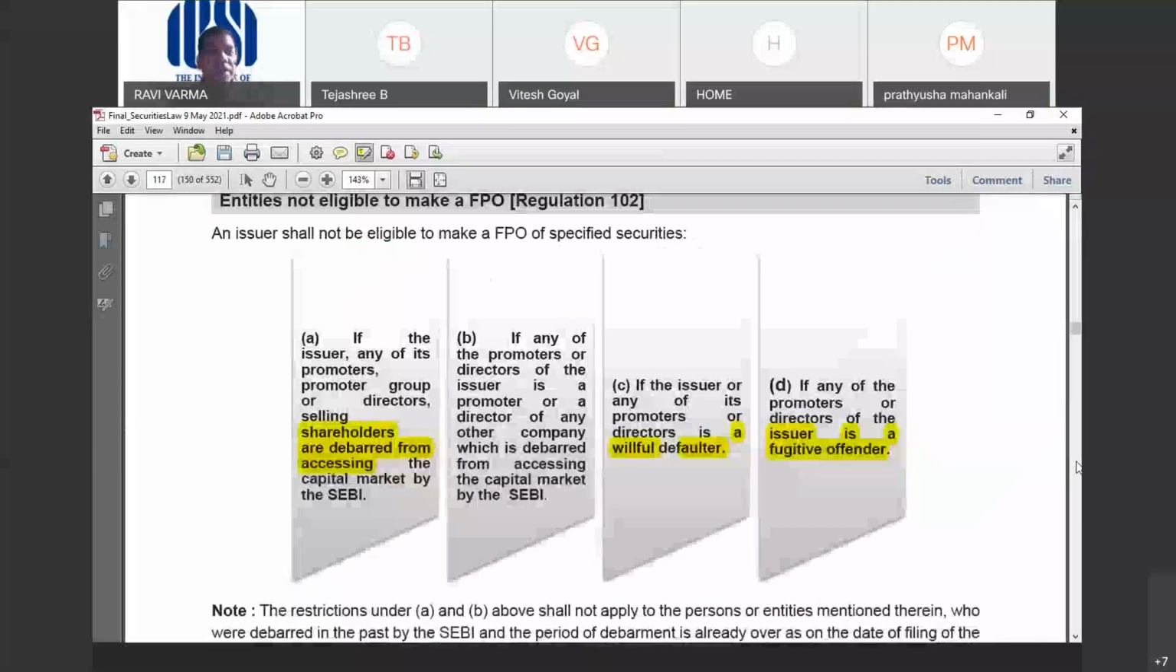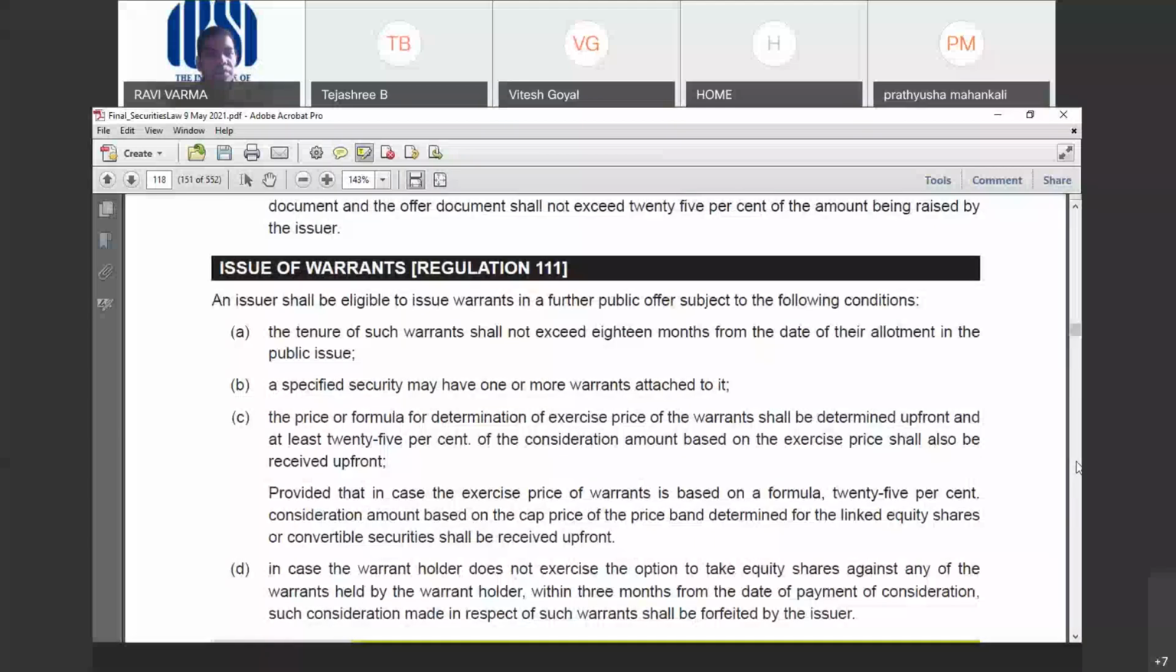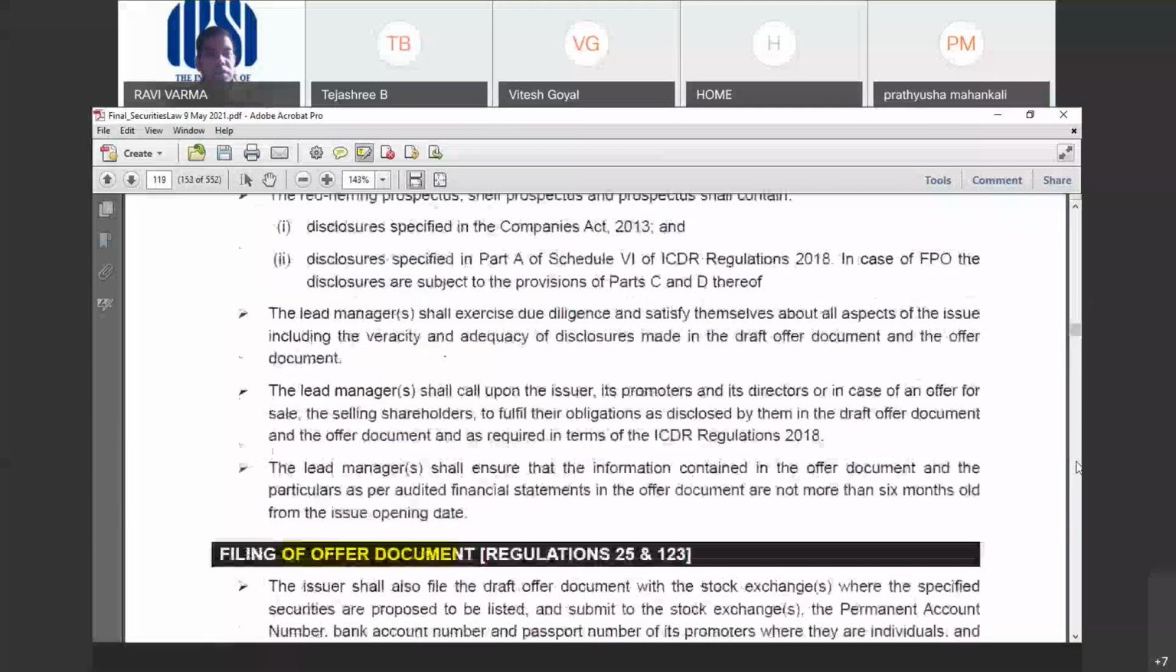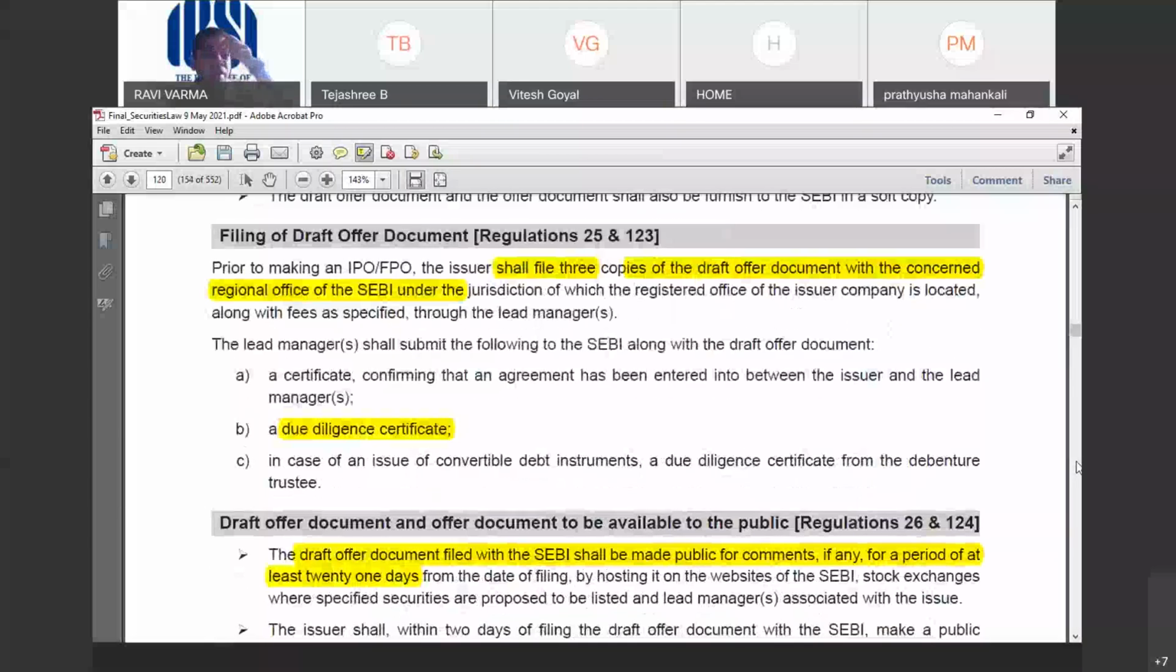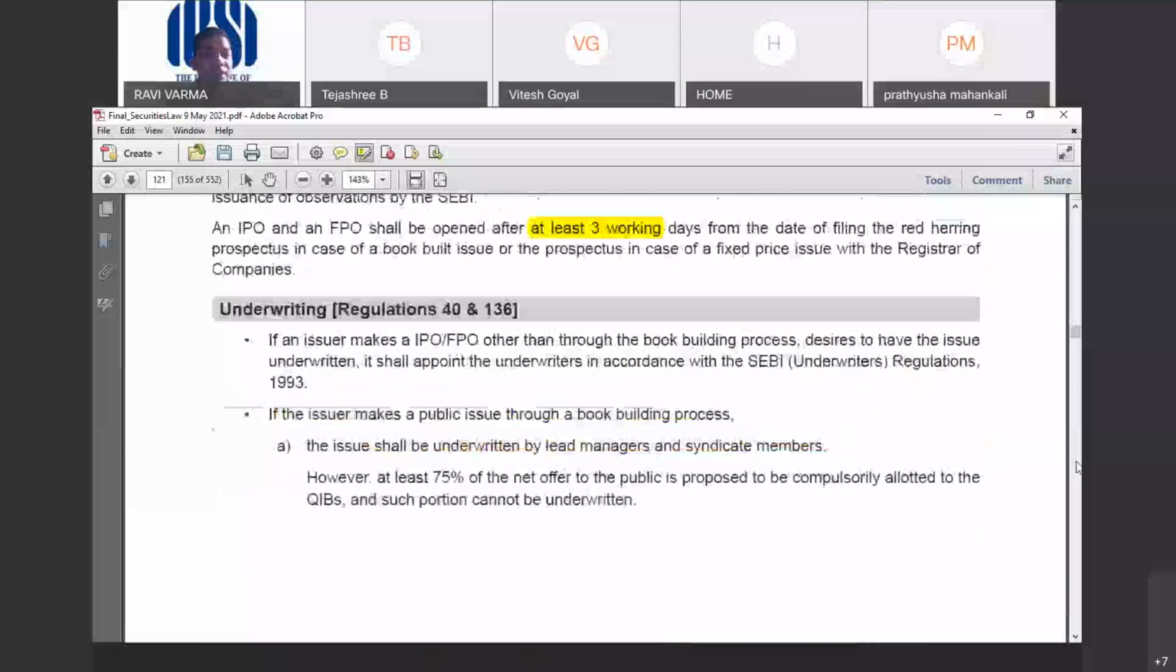Which I said I will cover at the end. Can any one of you help me with where exactly the underwriters are? Yes, it is page number 121. Underwriting.